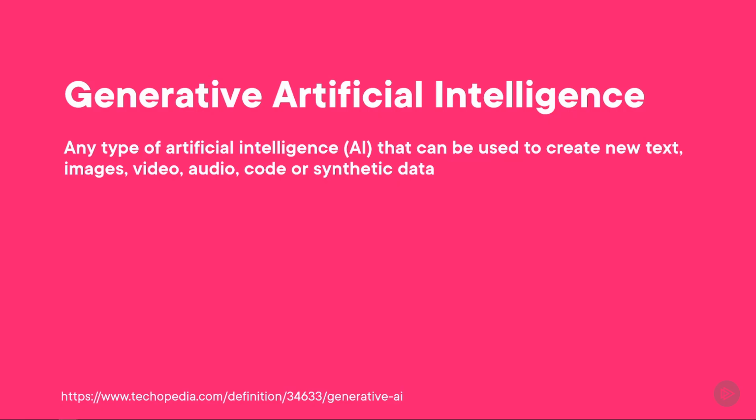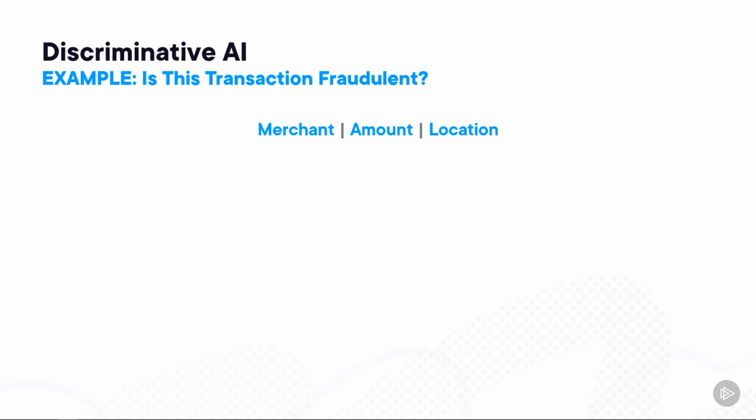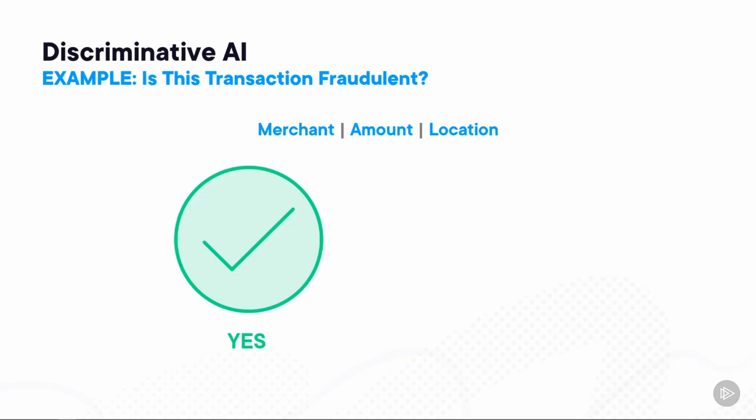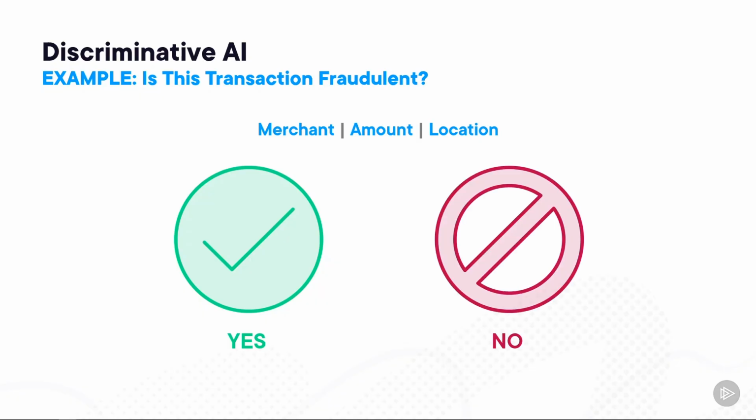I do want to spend just a second contrasting that with another type of machine learning, or AI, that you might be familiar with that's used pretty extensively today, and that's discriminative AI. This type of AI analyzes or categorizes existing data. It can solve problems like determining if a transaction is fraudulent. So you feed in data like a merchant, amount of a transaction, where the transaction took place, for example, and this type of model can tell you that yes, this looks like fraud, or no, it doesn't.